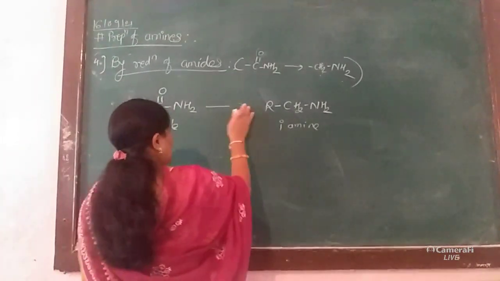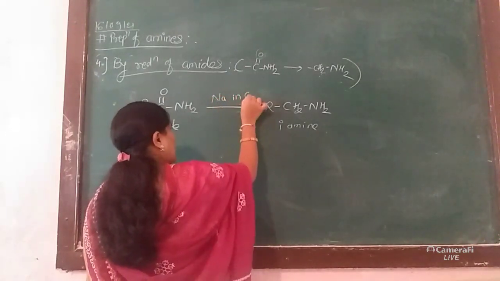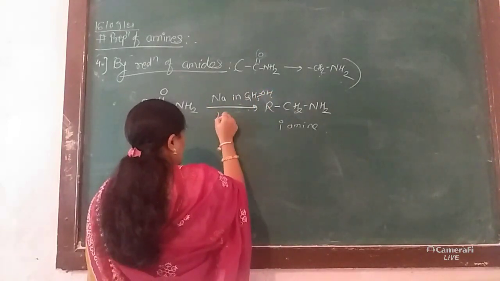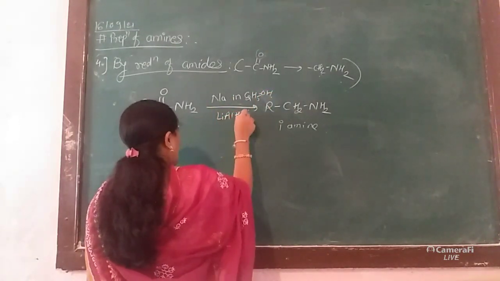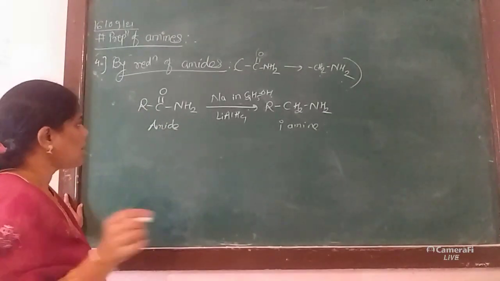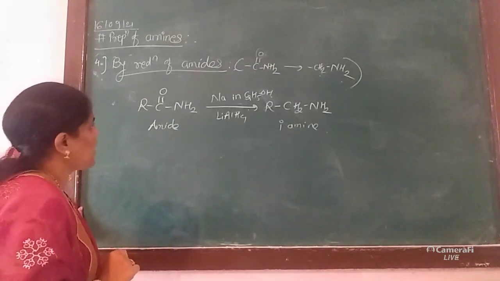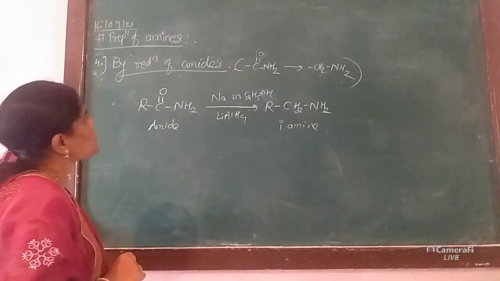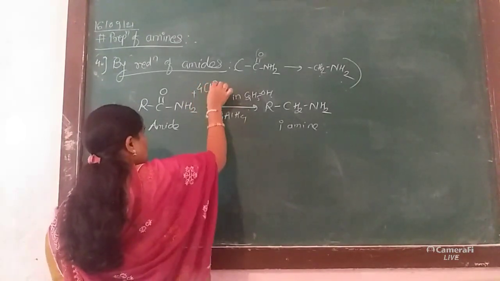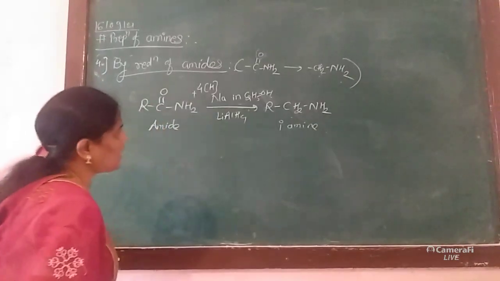The reagent we used in the Mendius reduction, either sodium in alcohol, sodium in ethanol, or LiAlH4. This is a very important reagent. LiAlH4 reduces all functional groups. Okay. So here again it produces the 4 nascent hydrogen which reduces the amide group into the primary amine group.